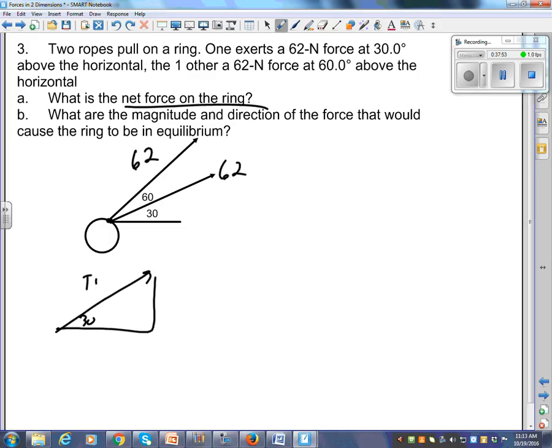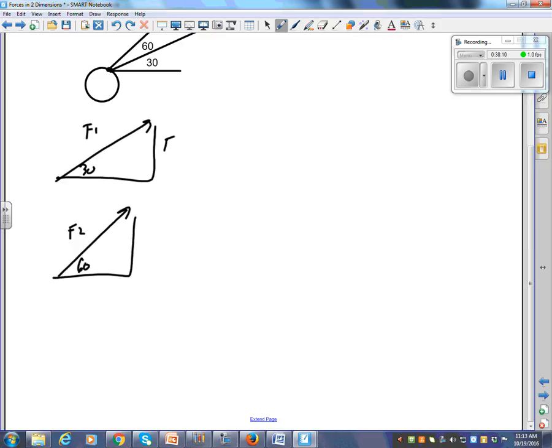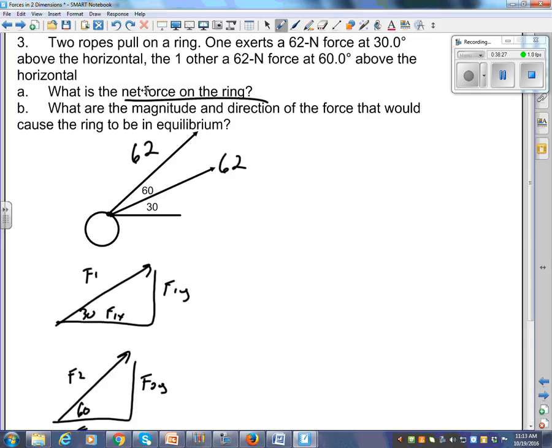Call it F1. And you're also going to add F2, which is at 60 degrees. How are you going to add them? By components, like I did in first unit. So this is going to be F1y, this is going to be F1x, this is going to be F2y, this is going to be F2x. Just like we did first unit, you're going to add those by components, you're going to get the net force, and then you're simply going to switch it to get the equilibrium.